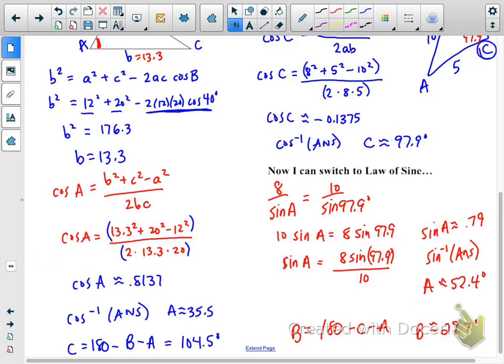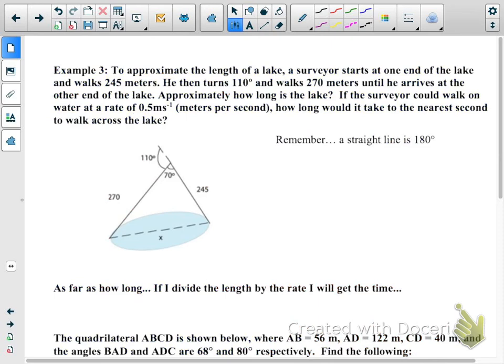Okay, 2 more here. Okay, so we have a story problem. We're going to approximate the length of a lake. So a surveyor starts at one end of the lake, walks 245 meters, turns 110 degrees, and walks 270 to the other end of the lake. Approximately how long is the lake?